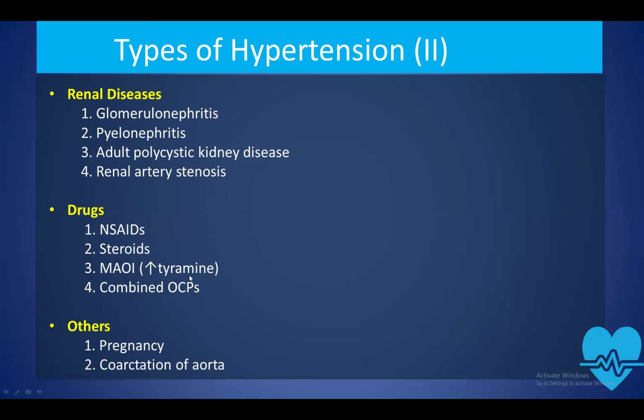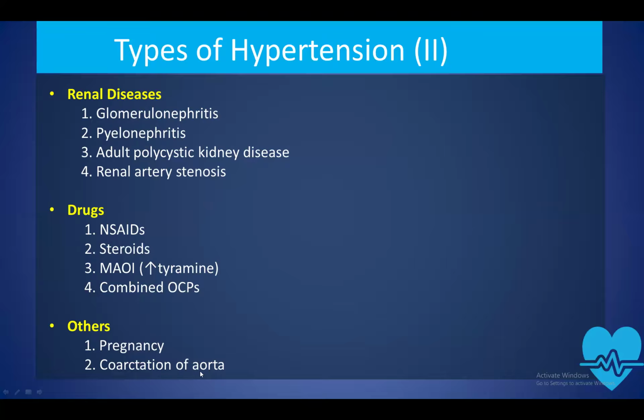Monoamine oxidase inhibitors increase the levels of tyramine in the body, which increases the levels of norepinephrine in the body, and norepinephrine causes vasoconstriction and hypertension. Combined OCPs have progesterone, which acts just like aldosterone, and progesterone increases sodium and water reabsorption in the kidneys. In pregnancy, the levels of progesterone increase in the body, which increases sodium and water reabsorption in the kidneys.